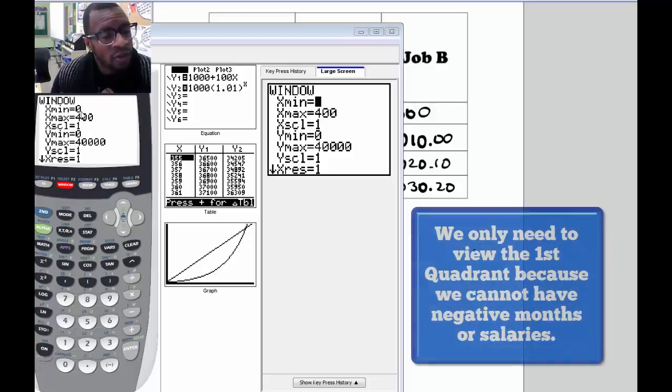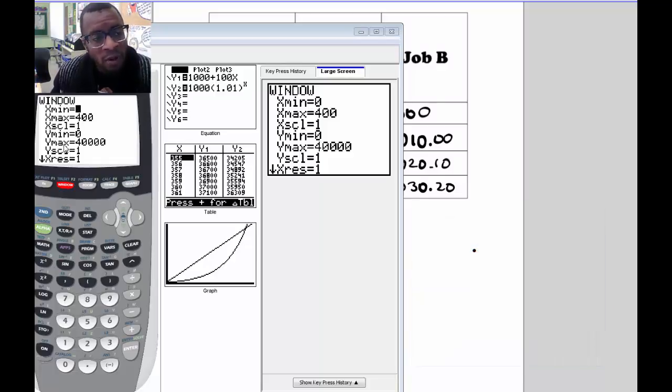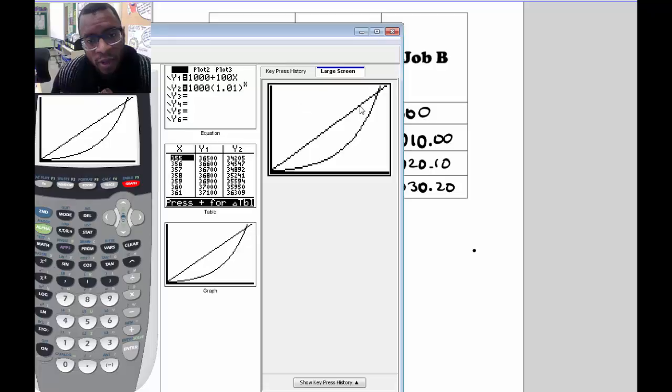So I want my x-min to be 0, my x-max to be 400, my y-min to be 0, and my y-max, I want my values somewhere around 40,000. Okay, and so once we change our window, let's hit graph, and you see that we get the graph of the two functions. All right, and so we want to find out when job B's salary will be higher than job A's. So we want to find the intersection of these two so that we know when they're the same, and then right after that, hopefully job B will be higher than job A.